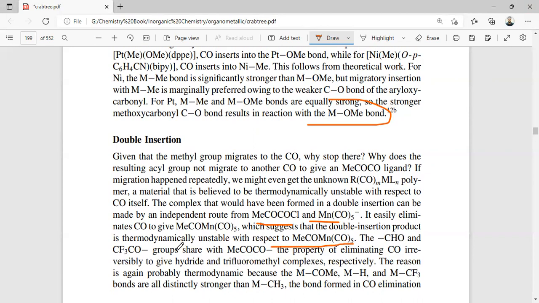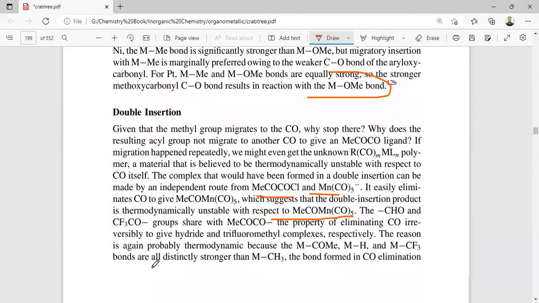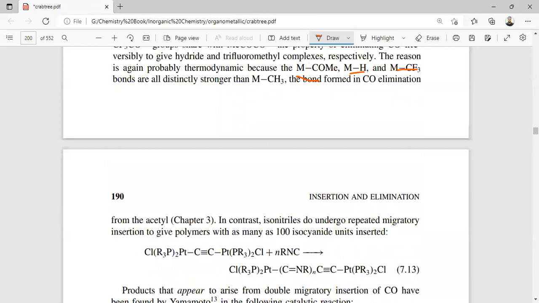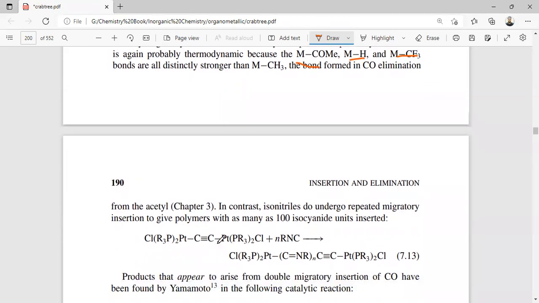The CHO and the CF3 groups share with this MeCOCO the property of eliminating CO irreversibly to give the hydride and trifluoromethyl complexes respectively. This reason is again probably thermodynamic, because the M-COMe, M-H and M-CF3 bonds are distinctly stronger than the M-CH3 bond formed in the CO elimination of the acetyl. In contrast, isonitriles do undergo repeated migratory insertion to give polymers with as many as 100 isonitriles inserted.